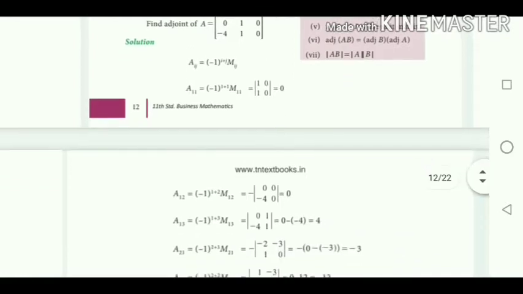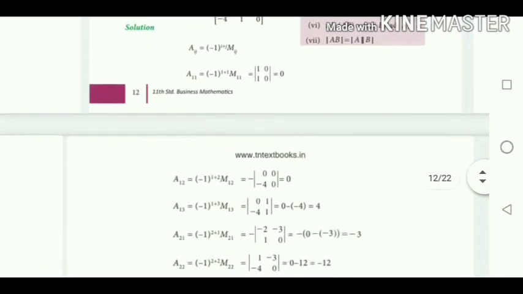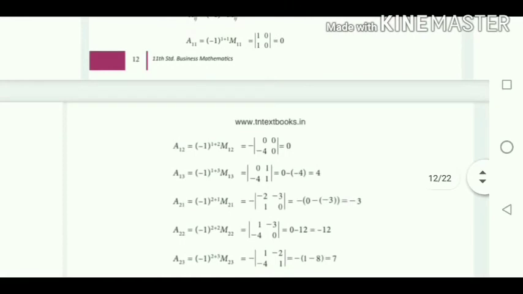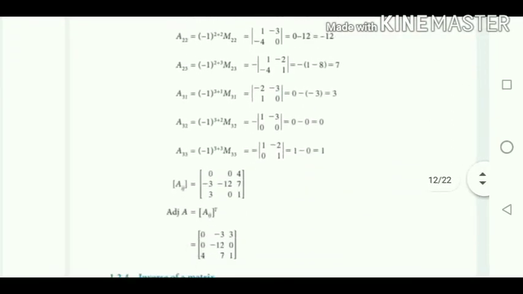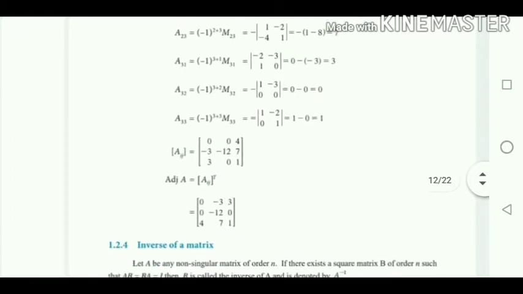For this you find the cofactor. The cofactor is denoted A11. So A11 equals minus 1 power 1 plus 1 times M11. M11 is 1 0 1 0, so 1 into 0 minus 0 into 1, so our answer is 0. For A11 we are getting 0. Likewise, you find the cofactors of A12, A13, A21, A22, A23. For all of these you have to find.